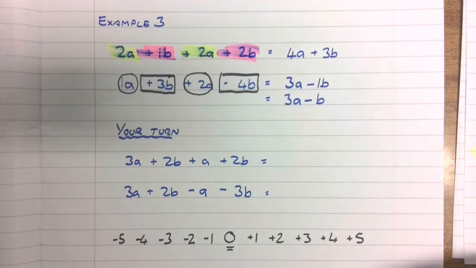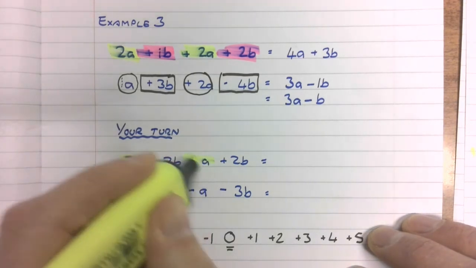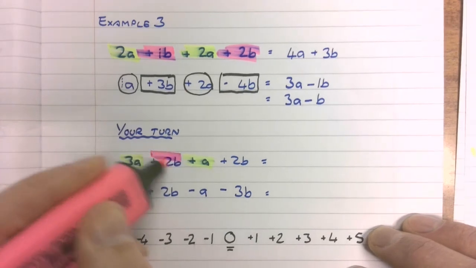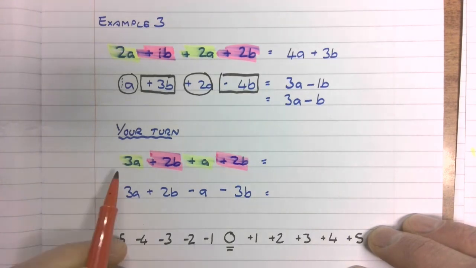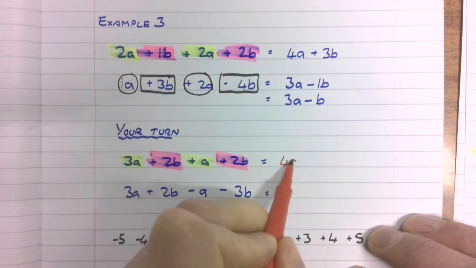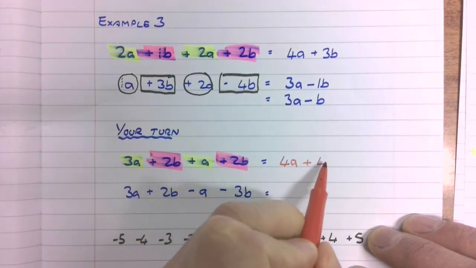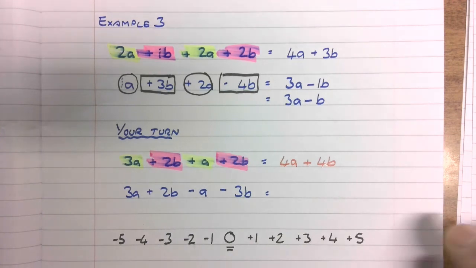Okay, so you've had a go at these hopefully, so I'll do one with the smudgy highlighters. So here we go. Smudgy A's, smudgy B's. If I left it to dry a bit longer, it wouldn't be quite so smudgy. So I've got 3 A's and an A, that's going to give me 4 A's, isn't it? And 2 B's and 2 B's is 4 B's.